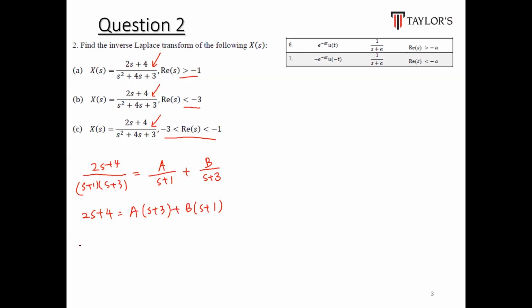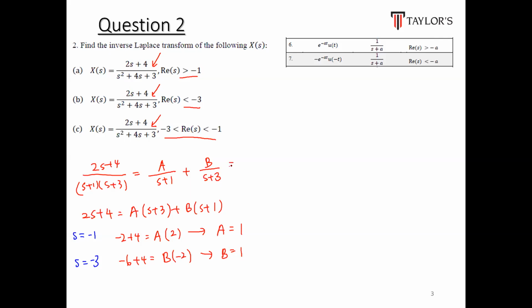So next, we let s be equal to negative 1, so that one side becomes 0. So we have negative 2 plus 4 equals A times 2. So this tells us that A is equal to 2 divided by 2, which is 1. Then we have another, s equals negative 3. We get negative 6 plus 4 equals B times negative 2. So B will be equal to, it's still the same thing, it's still 1. Yes, B equals 1.